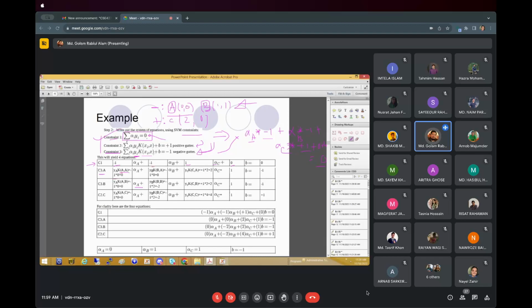That is y_i and k_aa. Then if we multiply these two, we will get 0, and then this one. And next, we can see y_b and also k_ba. Okay, k_ba, because we can see here a, we have considered the a.